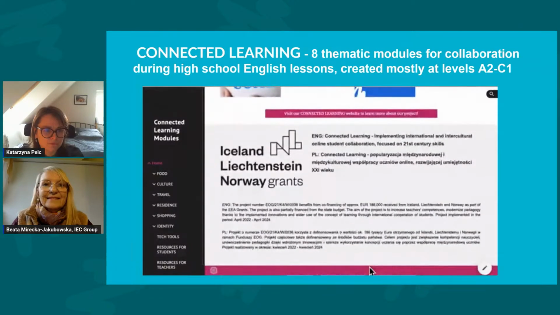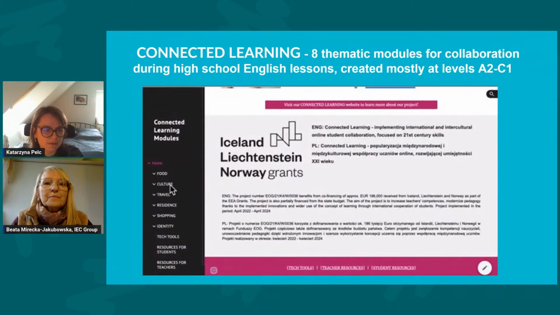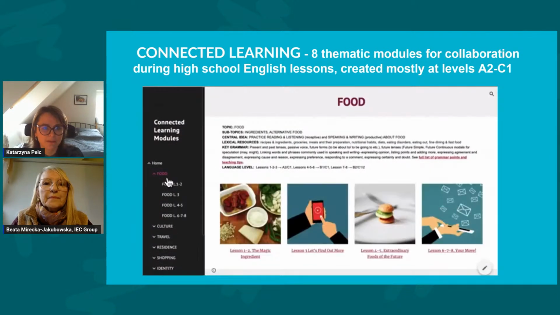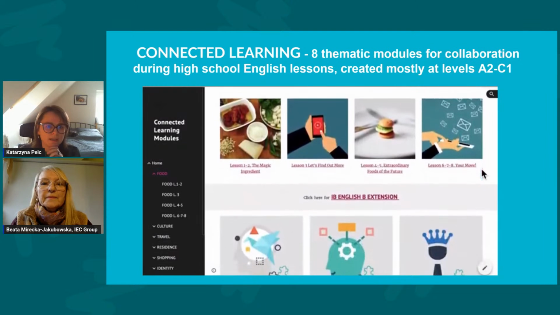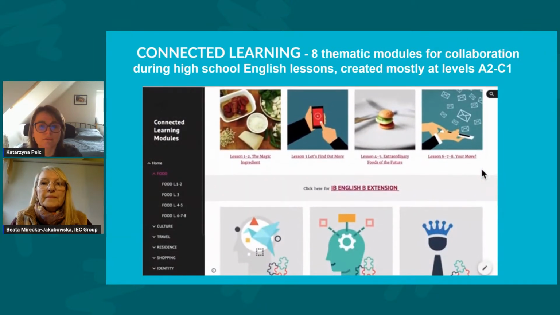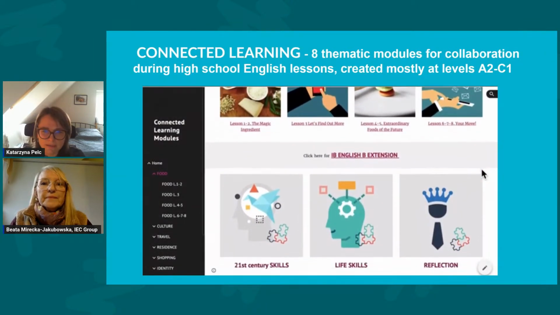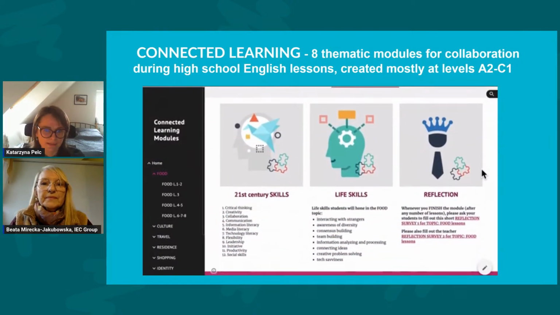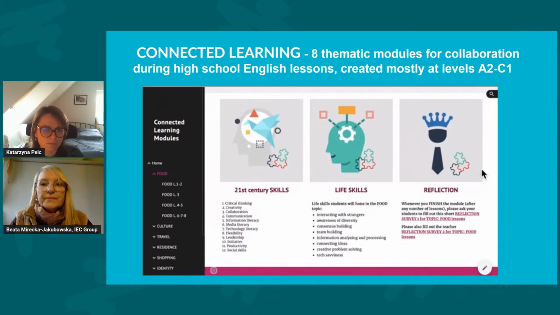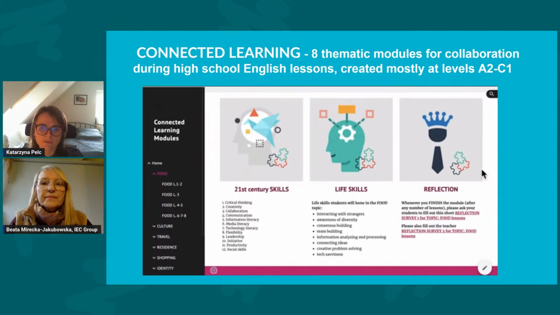Right, now let's move to the first module that is ready, food, and as you click, you will find the topic, the subtopics, also the lexical resources and key grammar that are going to be practiced, as well as the language level of our students, right? Then you can see the 8 lessons. Each module consists of 8 lessons, an IB extension if you need it, and at the very top, the list of 21st century life skills, and also the reflection part where students can practice their metacognitive skills, which we believe are very important.